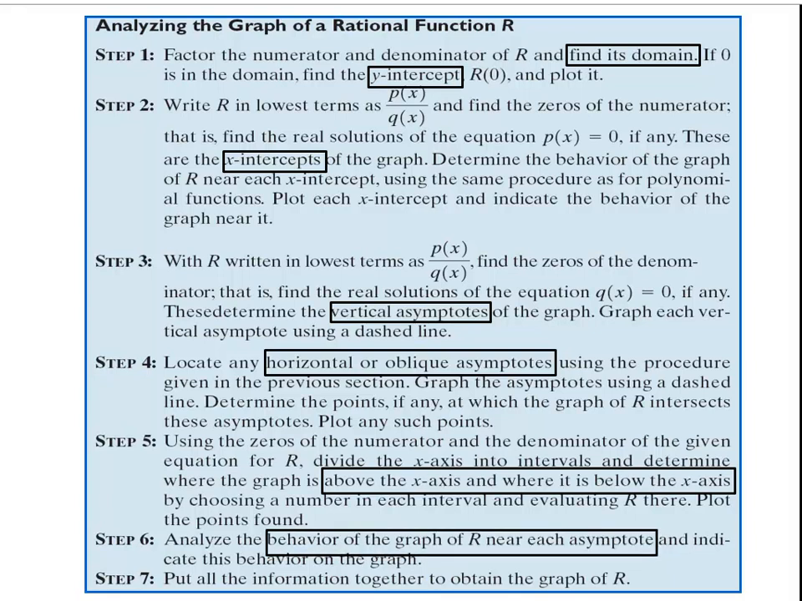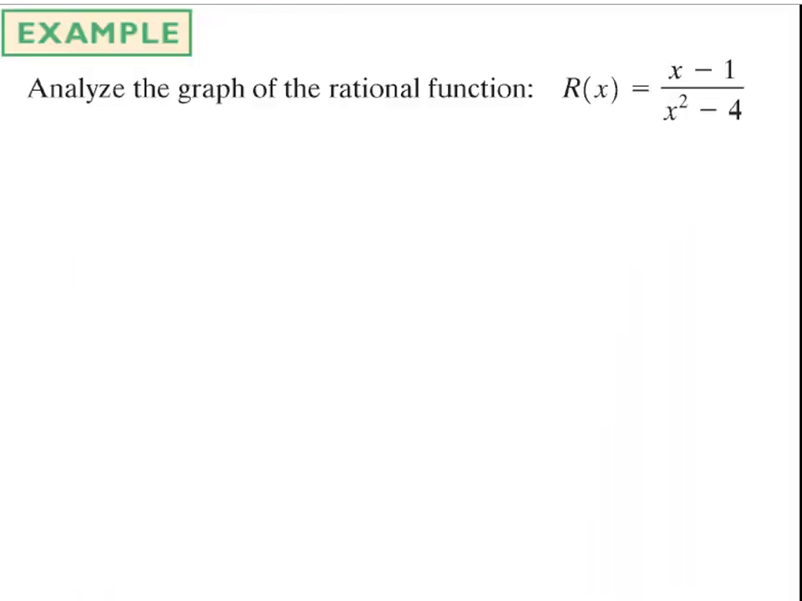And then step 6 is going to be to analyze the behavior of the graph near each asymptote. Again, basically what we're going to do is plot some points to analyze the behavior, and we'll talk about that in more detail. And then step 7 would be put all the information together to sketch a detail of the graph. So let's take a look at an example where we illustrate these steps. So let's suppose we're looking at the rational function x minus 1 over x squared minus 4.